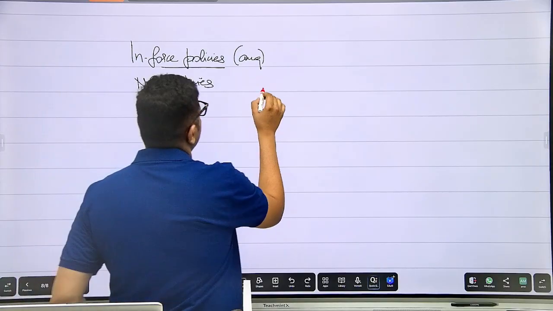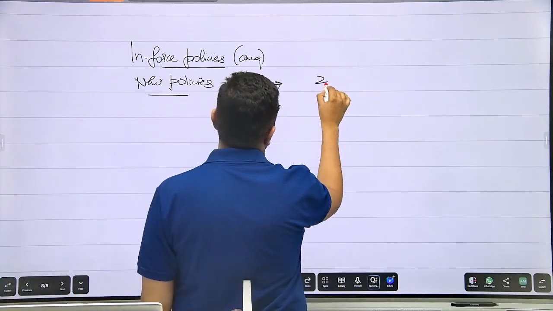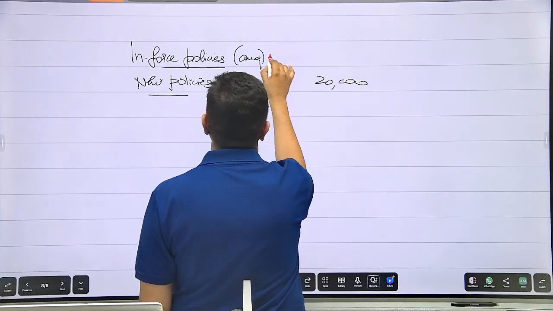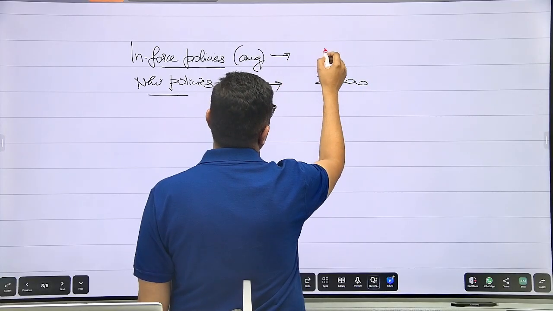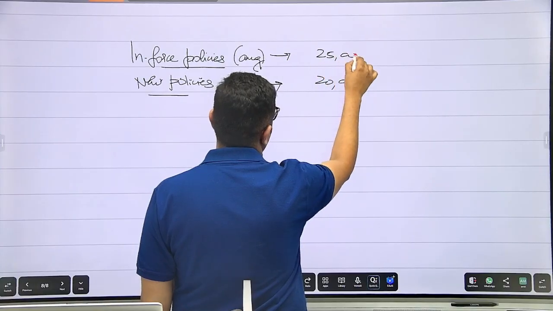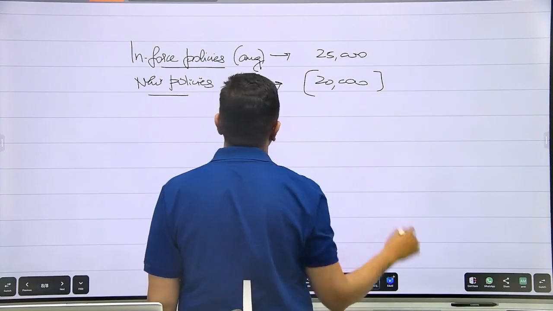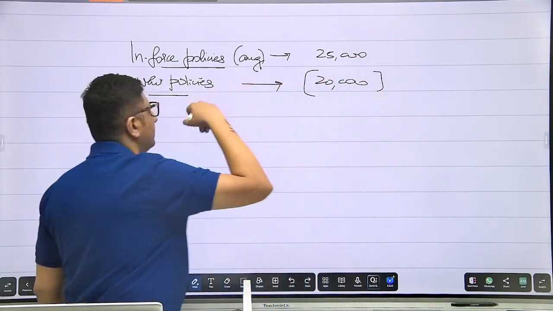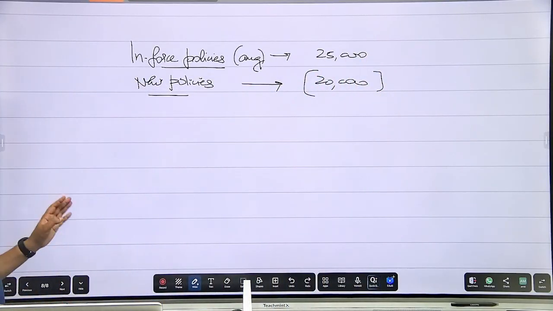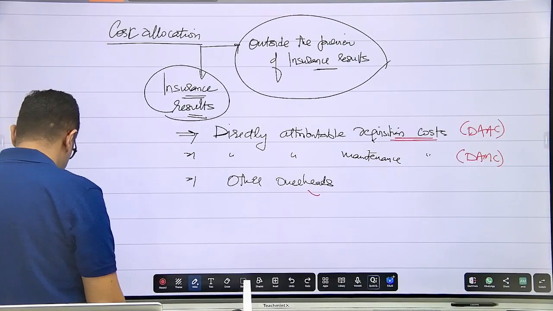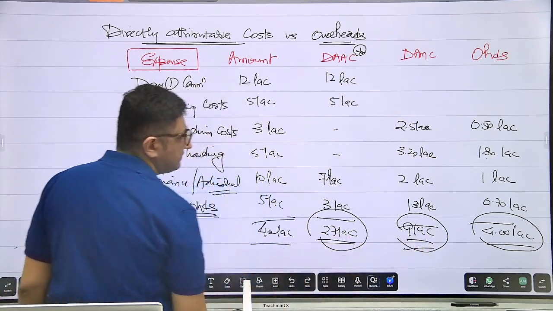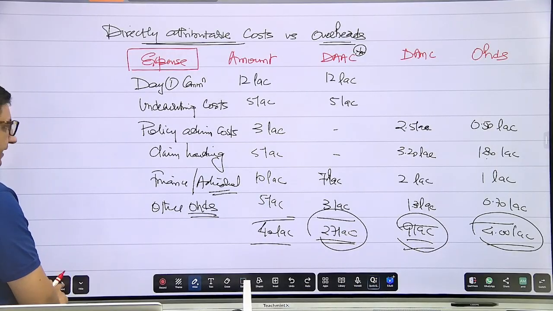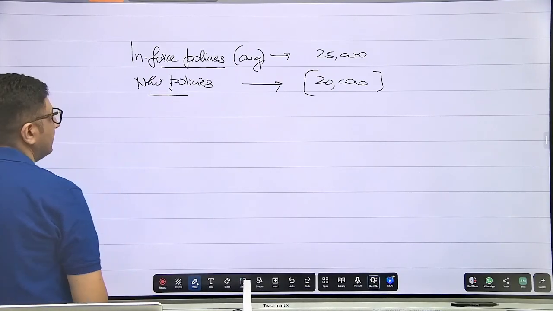So let's say the number of new policies issued are 20,000 and the in-force policies are already in place. Let's say, give it another number, another 25,000. Maybe you've done a good business in this year, but you got another in-force policies as well. Now you need to be relating this to what is your DAAC, which is 27, and what is your DAMC, which is 9 lakh here. So effectively, let's bring that number.